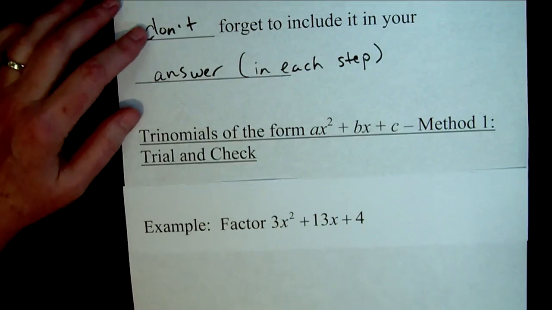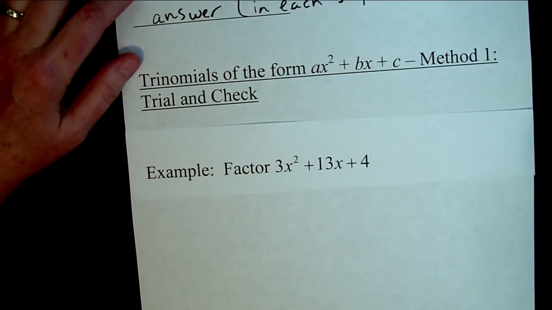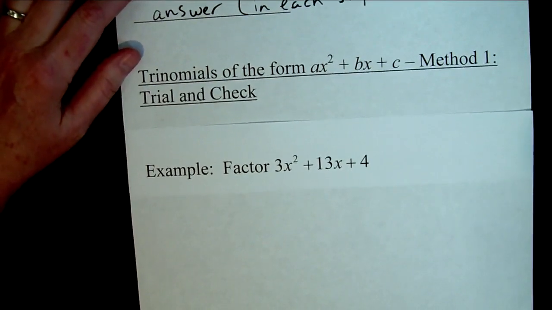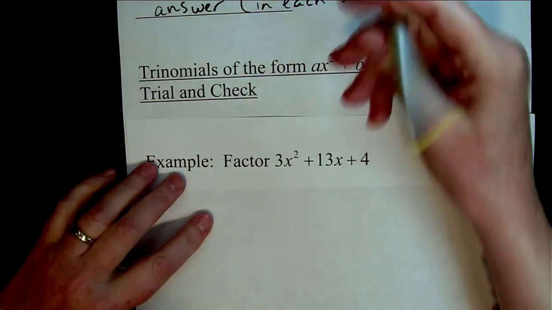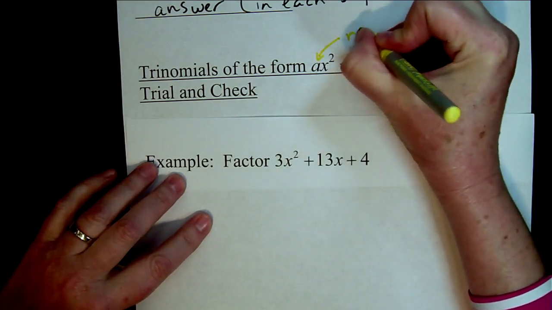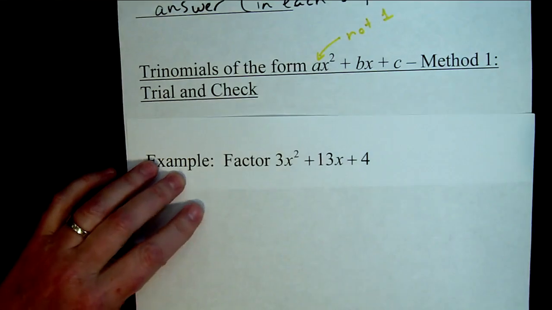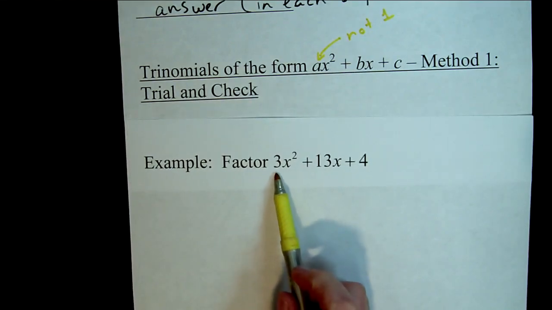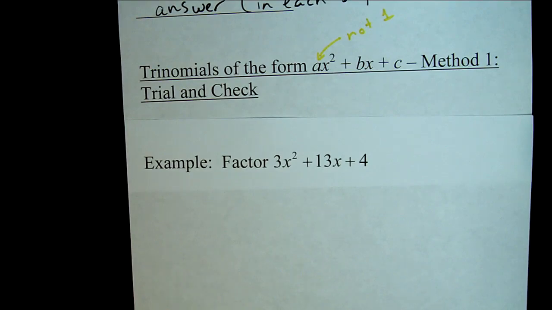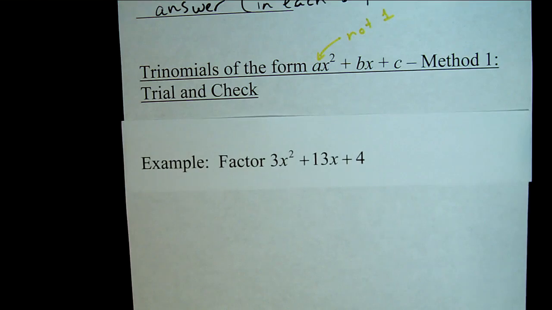Welcome back. So now we're going to move on to trinomials, still three terms, but where the coefficient on the x squared is not the invisible 1. So we're talking about what do you do if you don't have a 1 in front of the x squared? You've got something else. And here's an example. 3x squared on the front end, so the coefficient on the x squared is not the invisible 1.